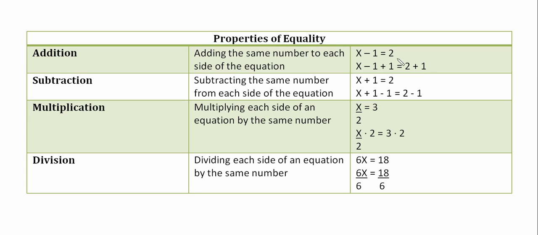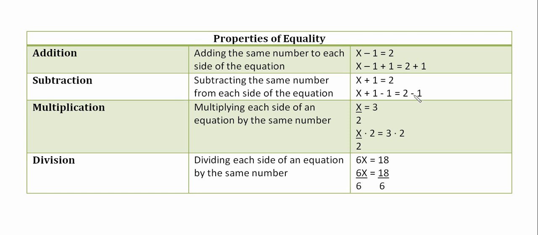We also have our subtraction property of equality, and that means that subtracting the same number from each side of the equation also produces an equivalent equation, which means an equation that is the same as this one here, x plus 1 equals 2. So that means we're going to subtract 1 to both sides. So basically doing minus 1 over here and minus 1 over here, we should get an equivalent equation.